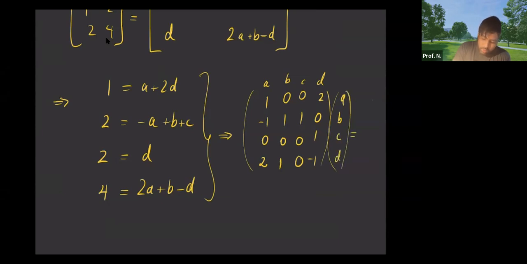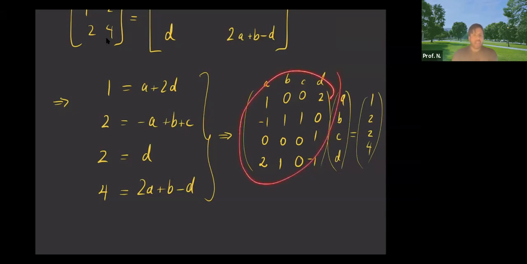And this will equal 1, 2, 2, 4. Do you guys see what I'm doing? And so, the question would be, does this have an inverse? That's the question. Does this coefficient matrix have an inverse?